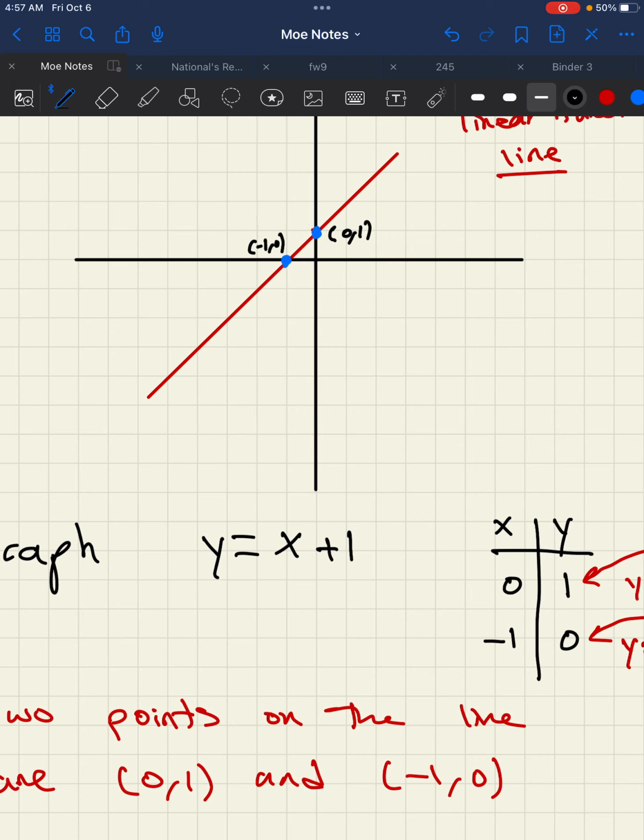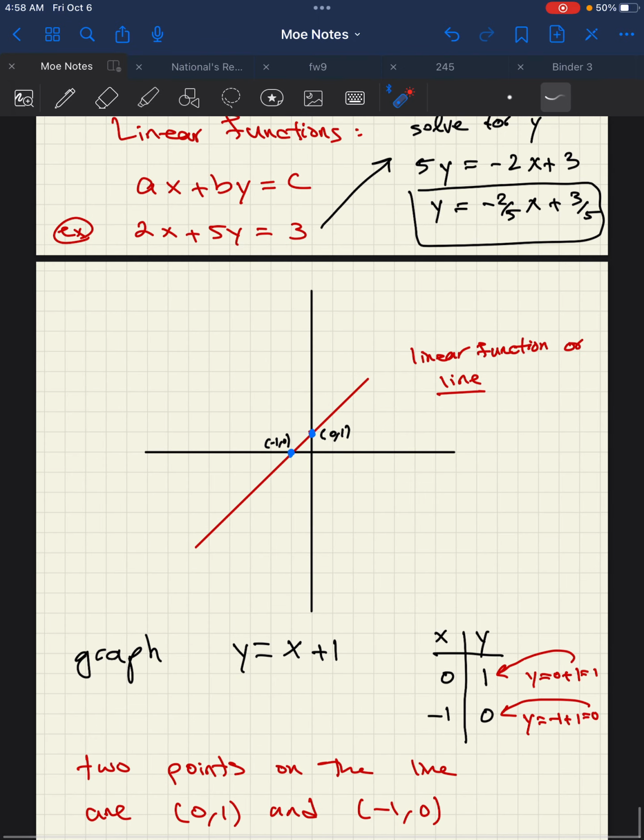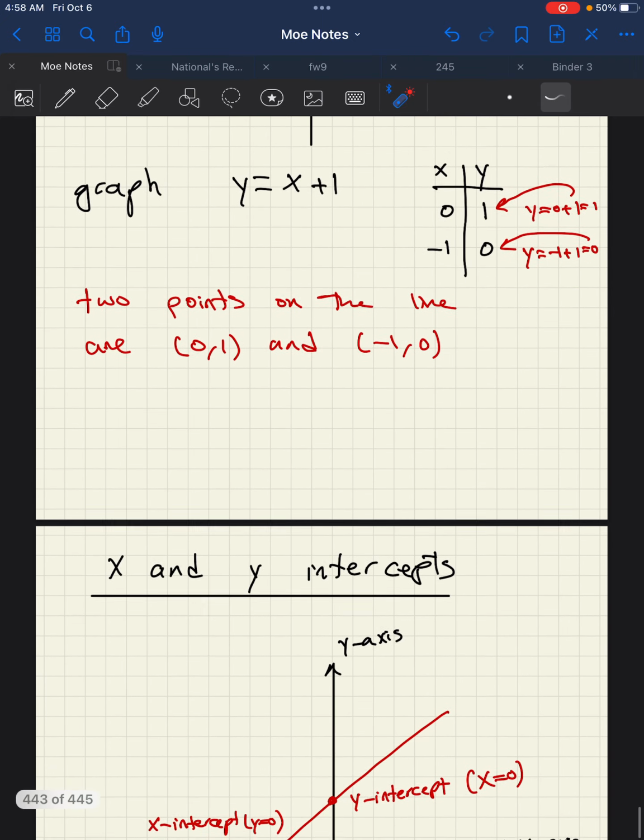So then here you go. You have 2 points, (0, 1) and (-1, 0). You connect the line, and that's your graph. Okay. Next thing I want to talk about is I saw another question.